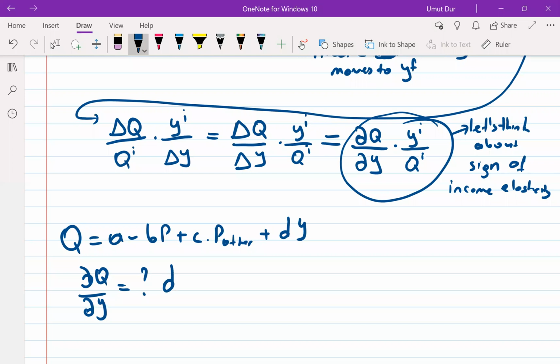If we are thinking about a normal good, usually, what happens to the quantity demanded when income increases? What is the effect usually?